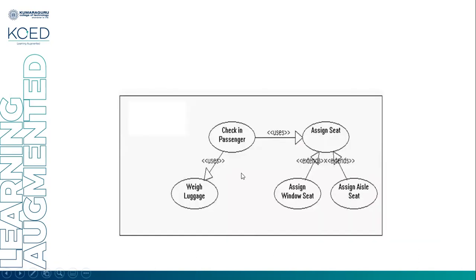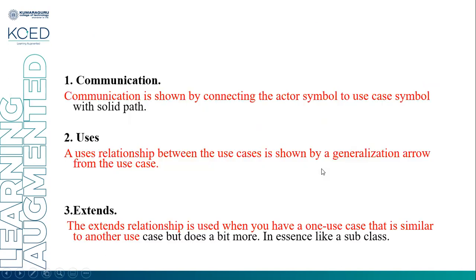For example, take assign seat and assign window seat. There are two use cases using extend, which means inheritance. Most of the behavior is inherited from, or taken from, assign seat, which is common, and in addition to that it assigns the window seat. So this extend is like an inheritance relationship. The extend relationship is used when you have one use case that is similar to another use case, but does a bit more. It is essentially like a subclass.